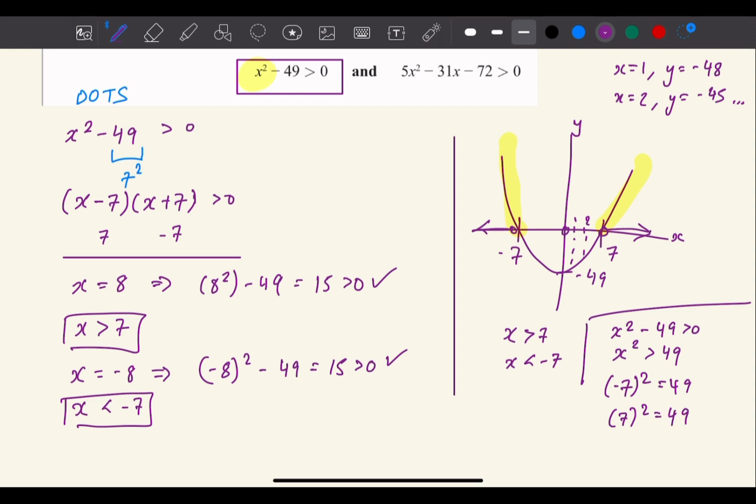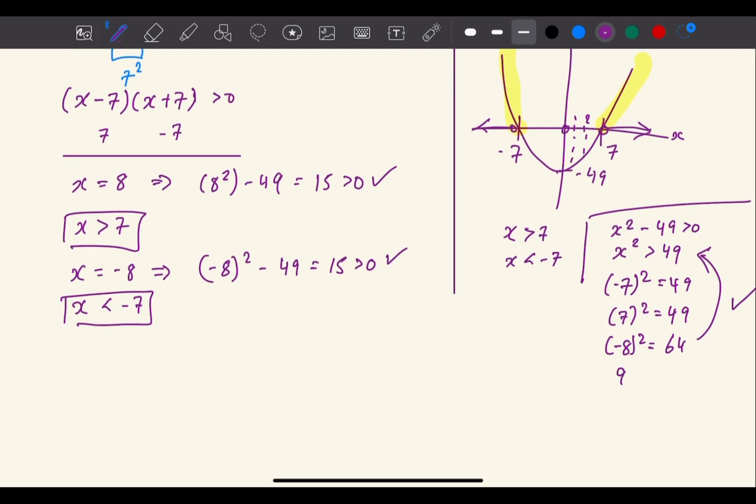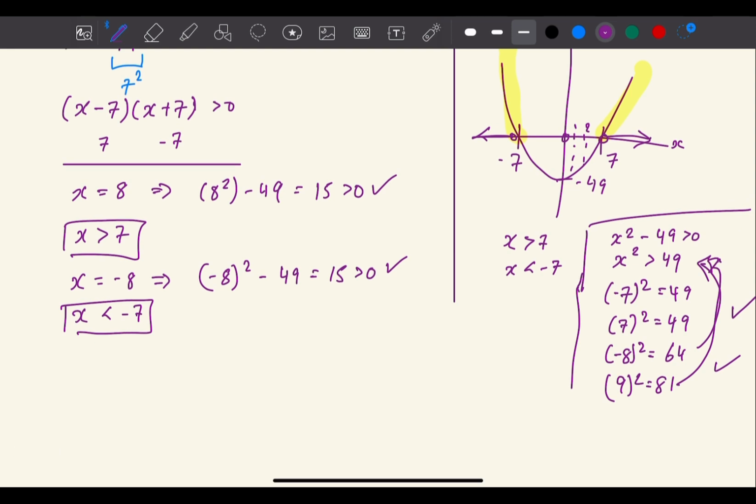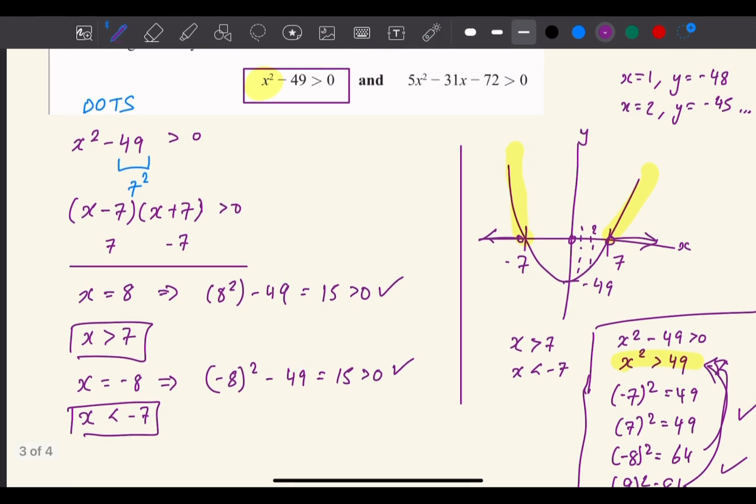Anything less than minus 7, i.e. minus 8 squared, is equal to 64, which is greater than 49. It satisfies that condition. If we do 9, which is greater than 7, 9 squared is equal to 81. Again, satisfying that formula. So you can see that for x smaller than minus 7 or greater than 7, this inequality will always be satisfied. And that's the answer we're bound to in this question.